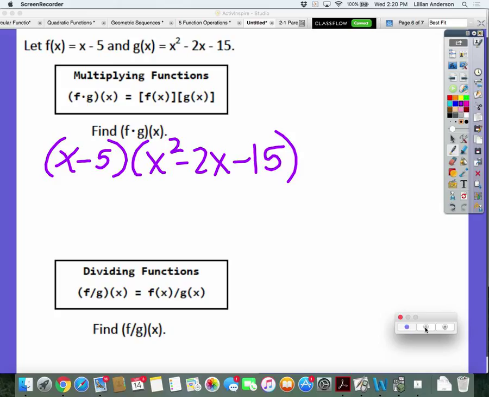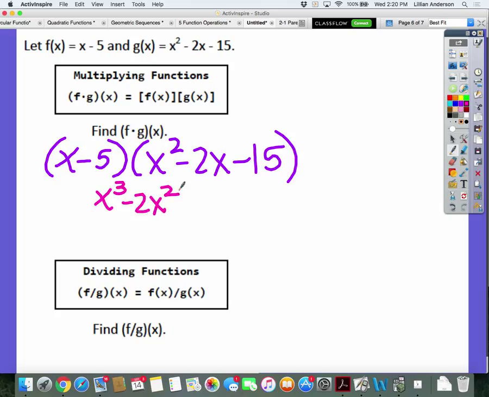So I'm going to multiply x to everything in the second bubble. What's x times x squared? Anybody? X cubed. X times a negative 2x? Times a negative 15? Then I just do the negative 5. What's negative 5 times x squared? What's negative 5 times a negative 2x? And what's the negative 5 times a negative 15?